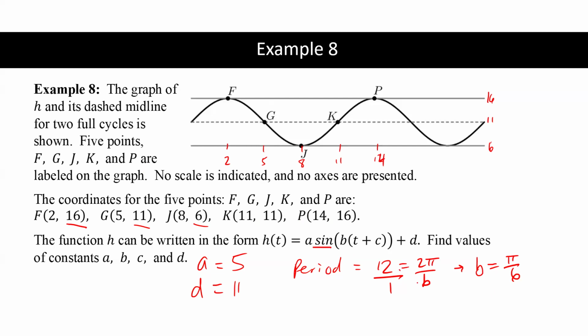Cross multiply. 12b equals 2 pi. Divide by 12. So b equals pi over 6. So what is our C? All right. So we know that our B is pi over 6. Now we have to figure out our C.